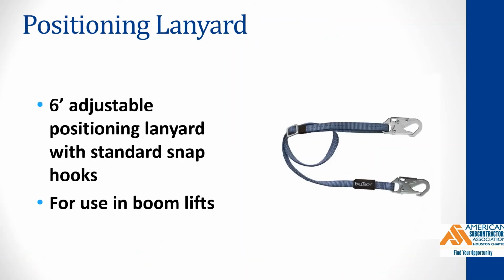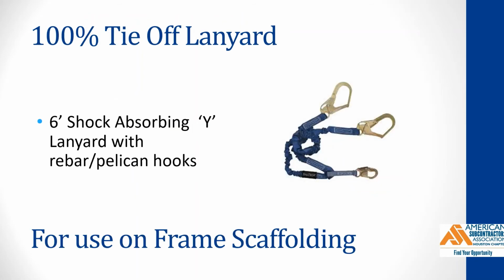The positioning lanyard is just what its name implies. There's a 6-foot adjustable positioning lanyard with standard snap hooks, and this is most commonly used in a boom lift. Here we see a 100% tie-off lanyard. This particular model is a 6-foot shock-absorbing Y lanyard with rebar or pelican type hooks. These are commonly used on frame scaffolding.